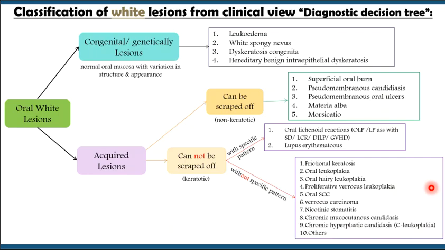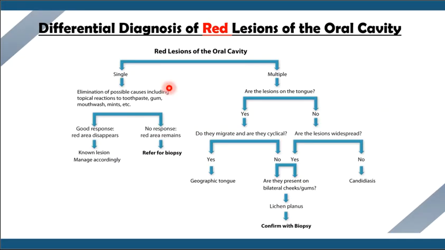طبعا عندنا another candidosis. طيب إذا أنا عايزة أعمل differential diagnosis للred lesions what can I do؟ أول حاجة أشوفها هل هي single ولا multiple.